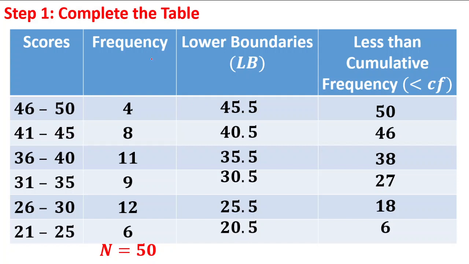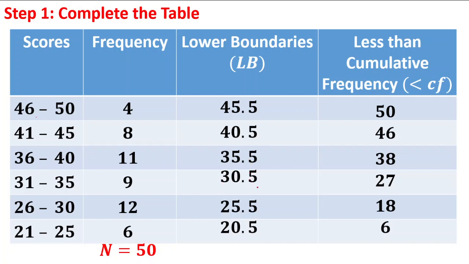Say 46. 46 minus 0.5 is equal to 45.5. Okay? So, kung ayaw mo mag-minus ng ganyan, simple lang. Ito, 46 minus 1, 45. Lagyan mo lang ng 0.5. Okay? 41 minus 1, 40. Lagyan mo ng 0.5. 36 minus 1, 35. Lagyan mo ng 0.5. O, hindi ka na magkakaproblema sa 0.5.